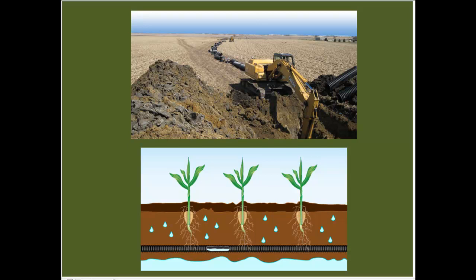They have large machines like this that go ahead and scrape a trench. The tile is laid in there, and then it's covered up again. And there are perforations at a certain level within the tile, which allows the water that goes down to collect there. It's then moved off to a pipe that comes out into a ditch, usually at the edge of the field. And those ditches then often lead into a stream or a river.